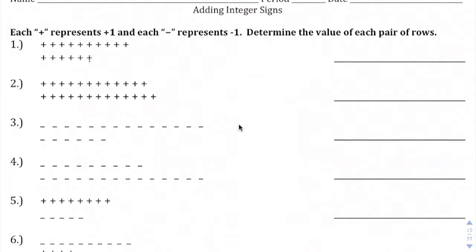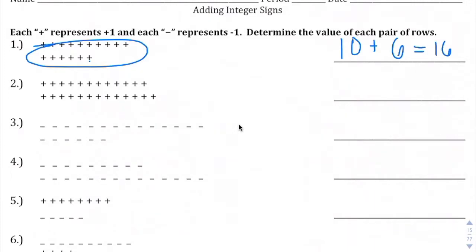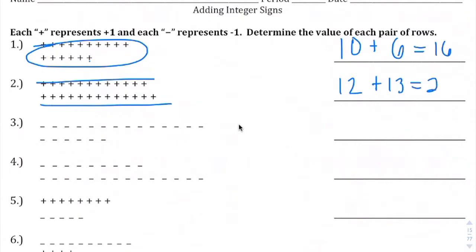In the first row there are 10 plus signs, so that's positive 10. In the second row there are 6 plus signs, so that's a positive 6. If we added them together, basically counting how many plus signs there are in the 2 rows together, there are a total of 16. Great. Another example: the first row has a total of 12 plus signs, and the second row has a total of 13 plus signs. All told, there are a total of 25 plus signs. Great. That's just setting us up from arithmetic we already know.